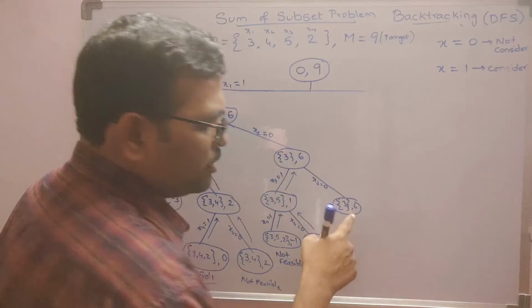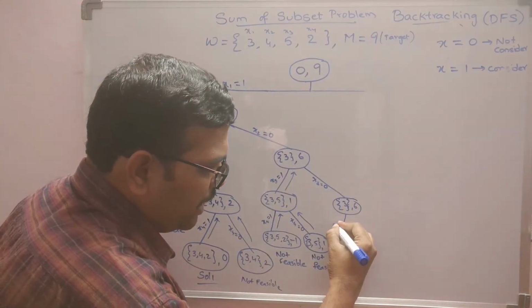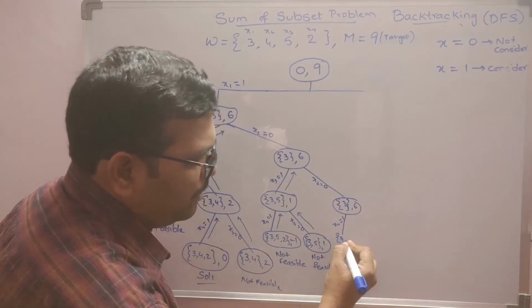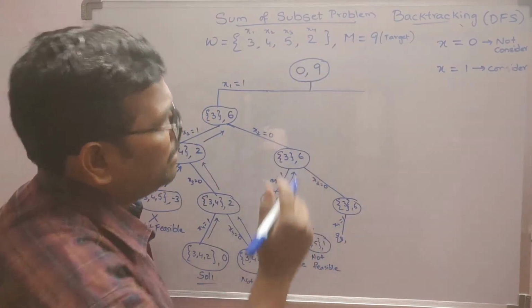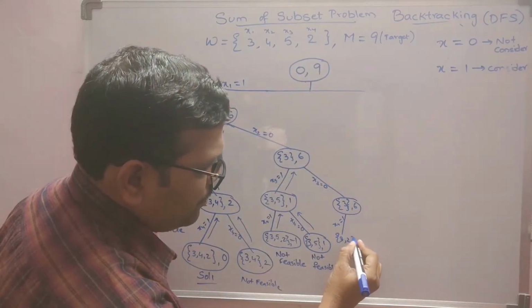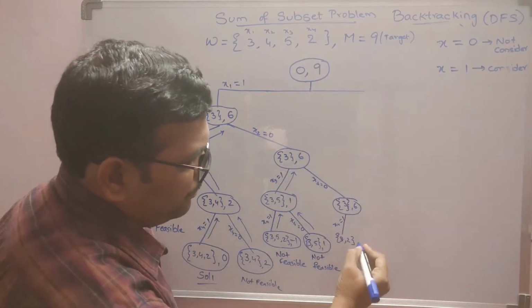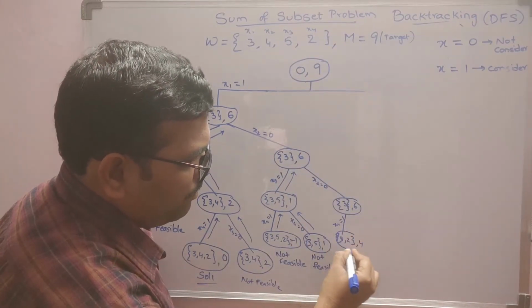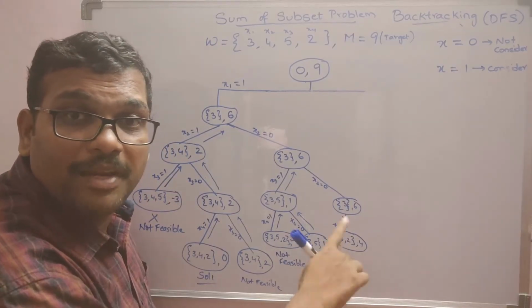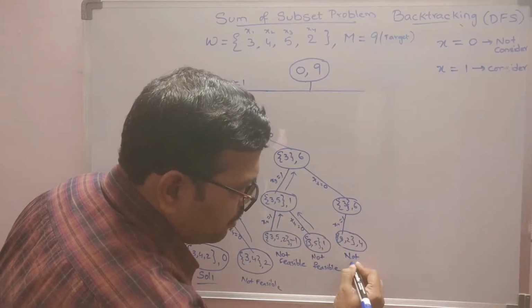x3 equal to 0 means again we'll get 3, 6. So sum of subset 3, which is less than 9, can be further divided. So again x4 is equal to 1. So 3, 2, 4. What happens here? Sum of subset is 5. It can't be further divided because this is the last one. So this is not feasible.